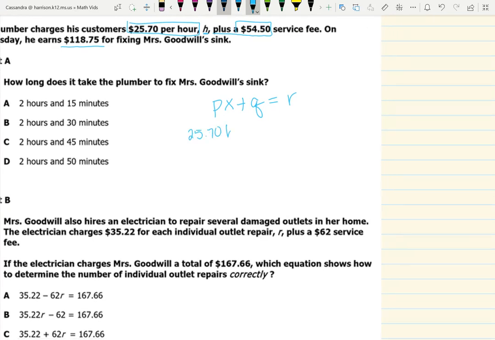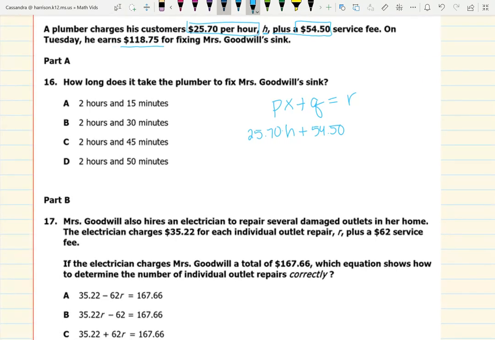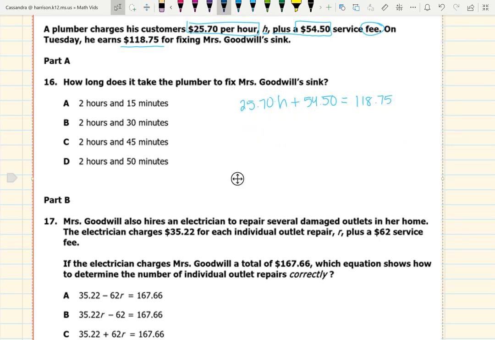They said $25.70 per hour. All right, so per hour, that tells me that's times h. They even said the word plus a $54.50 service fee. That's an additional fee. That word fee you often see with the constant. And then they said he earned a total of $118.75. I can't think of a more generous word problem here. If you know px plus q equals r.